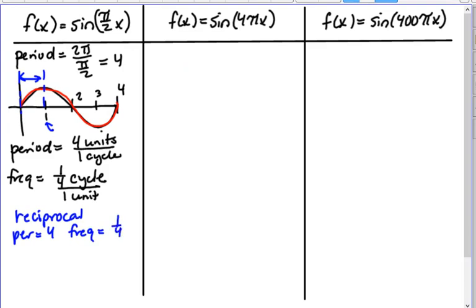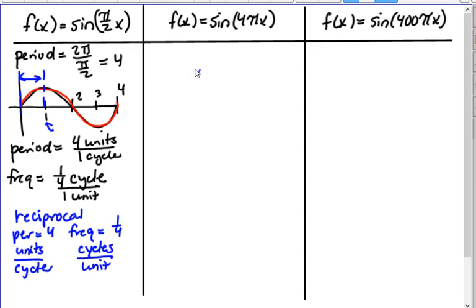Period tells me units per cycle. Let me write that as a fraction: units per cycle. And frequency tells me cycles per unit.